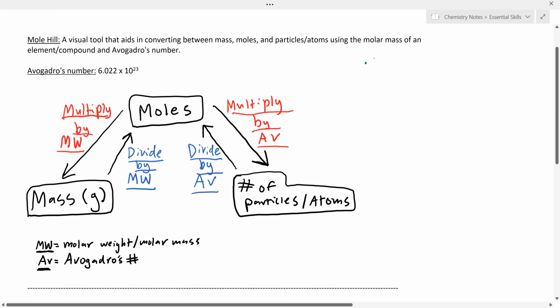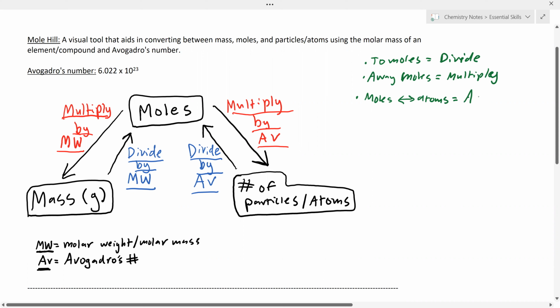So when you're going to moles, you divide. When you're going away from moles, you multiply. And then when you have moles to atoms or vice versa, you're using Avogadro's. And when you're going from mass to moles or vice versa, you use the molar weight or the molar mass, whichever one.